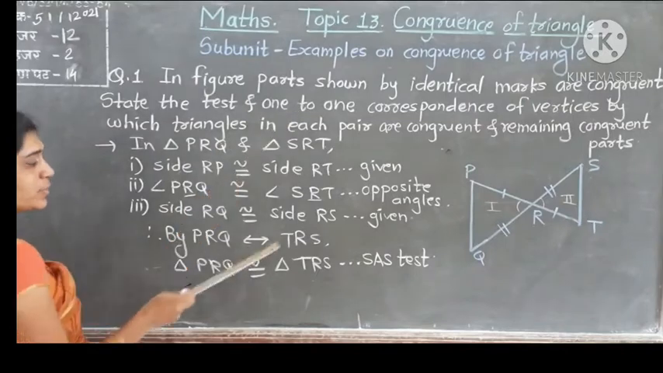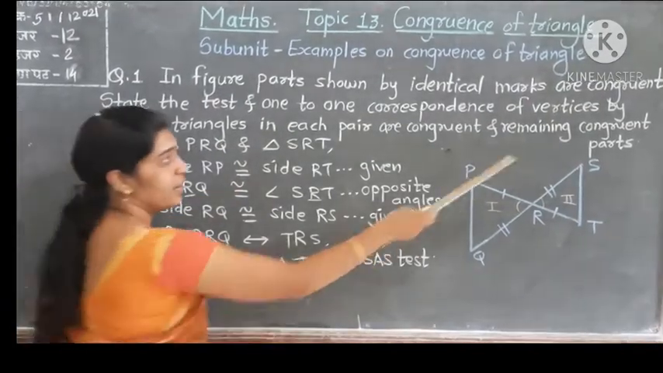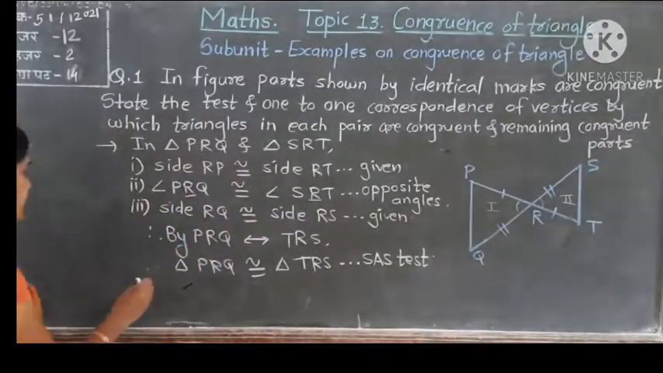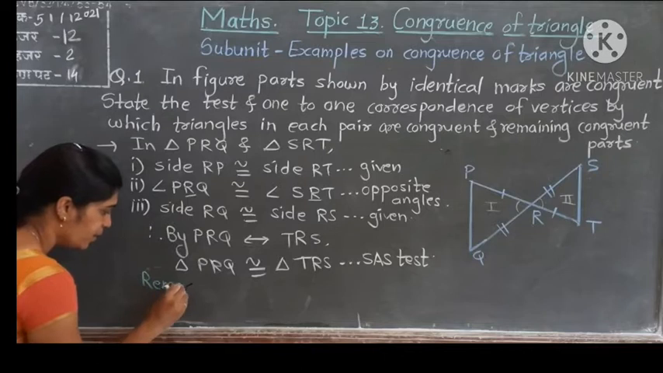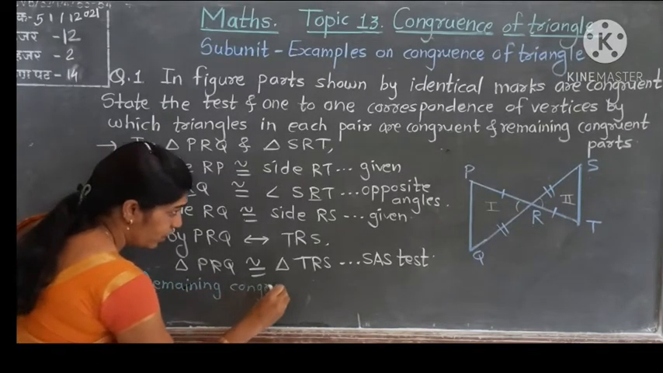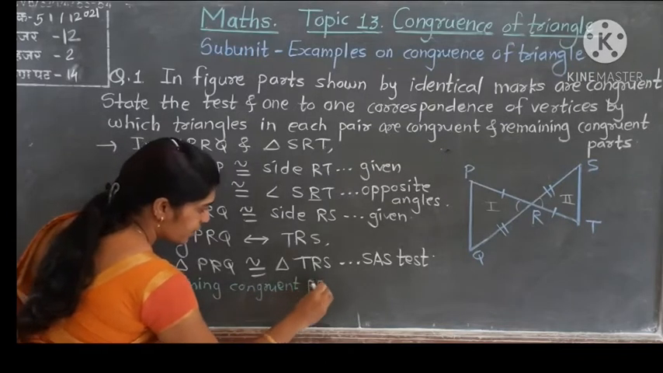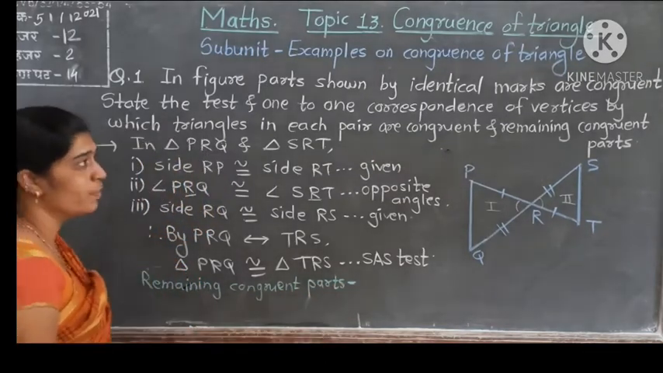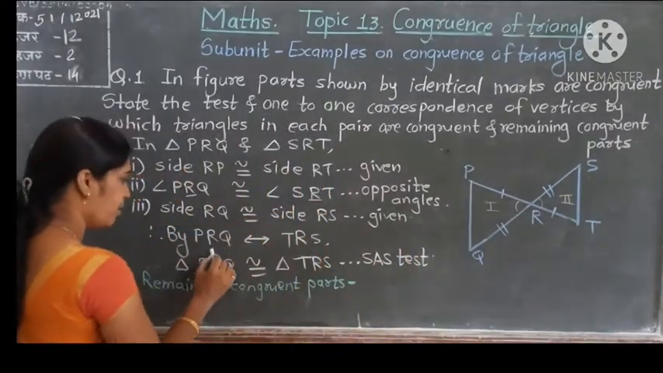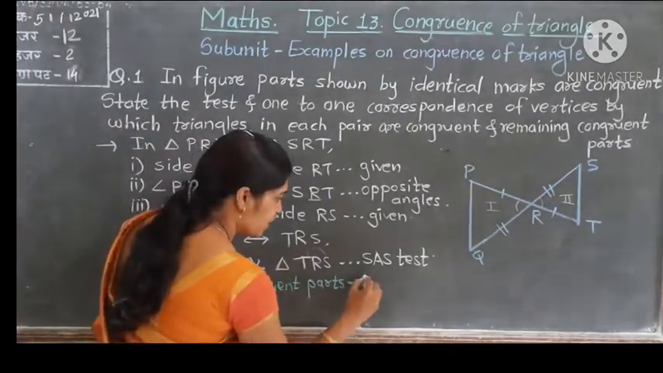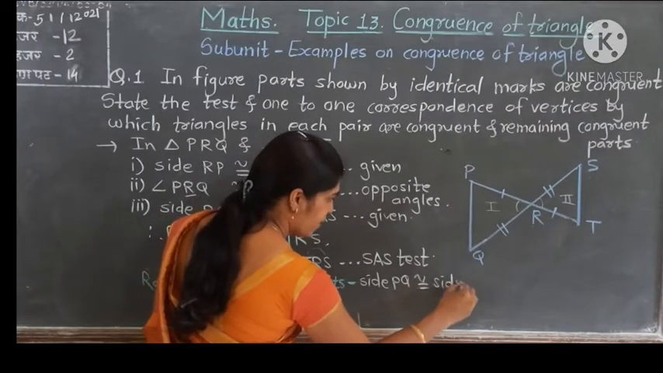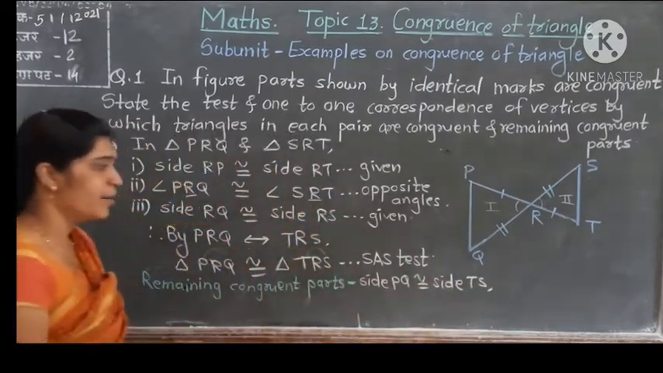So we write the one-to-one correspondence. The test is done, and the remaining congruent parts are left. Now we write the remaining congruent parts. Which are the remaining congruent parts? Two sides were shown, so which side remains? PQ. PQ corresponds to TS. Side PQ congruent side TS.